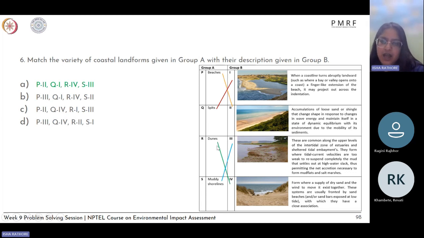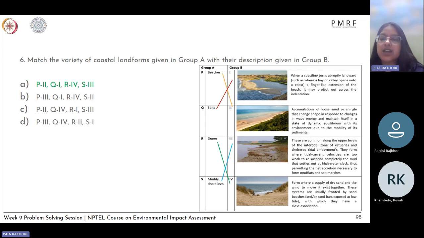Then dunes match with 4. Dunes form where a supply of dry sand and winds to move it exist together. So you have dry sand and wind together, and that is why dunes form. These systems are usually fronted by sand beaches and/or sandbars, which are exposed at low tide, with which they have a close association. So R matches with 4.